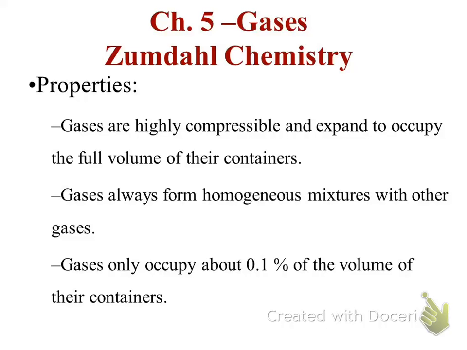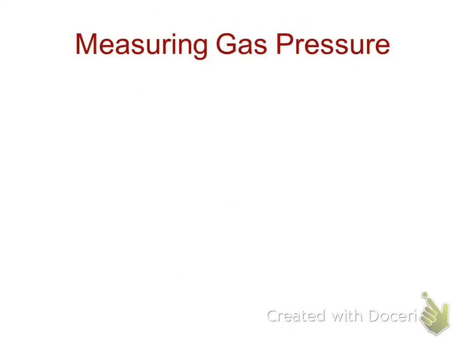But starting off with basic properties of gases, going back to what we learned in our honors and general chem class about gases, we know that they are highly compressible, and they will take the shape of anything that you place them in, whether it's a balloon or a cup or a bottle. They'll take that form. They're going to form homogeneous mixtures, and they take up about 0.1% of the volume of their container. So a very, very small fraction of the actual space available to them.